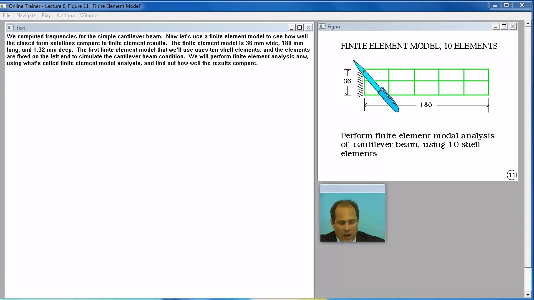The finite element model is 36 millimeters wide, 180 millimeters long, and 1.32 millimeters deep. The first finite element model that we'll use uses 10 shell elements, and the elements are fixed on the left end to simulate the cantilever beam condition. We'll perform the finite element analysis now using what's called finite element modal analysis and find out how well the results compare.